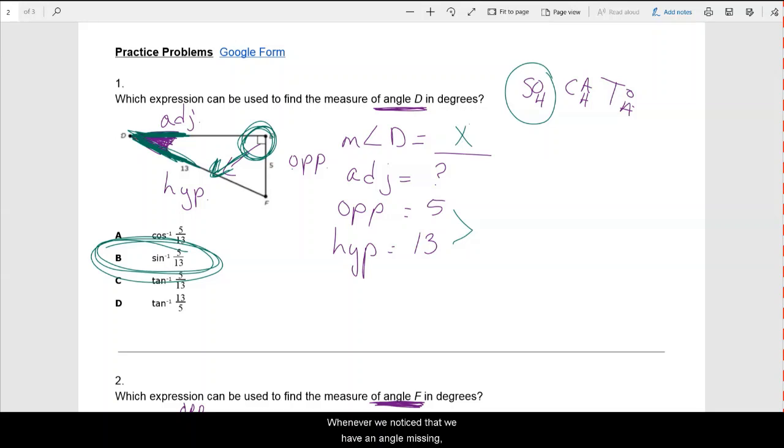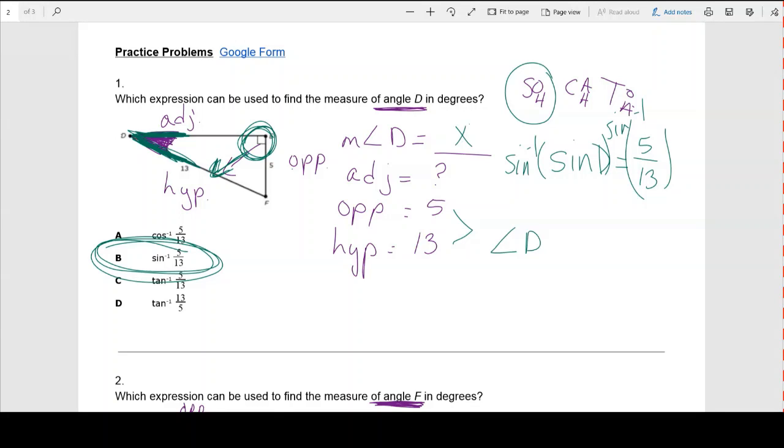Whenever we have an angle missing, we put sine of D is equal to 5 over 13, opposite over hypotenuse. We don't know what sine of D is, so we're going to take the inverse, and angle D is the inverse sine of 5 over 13. So whenever you see a missing angle, you can go straight to inverse trigonometry.